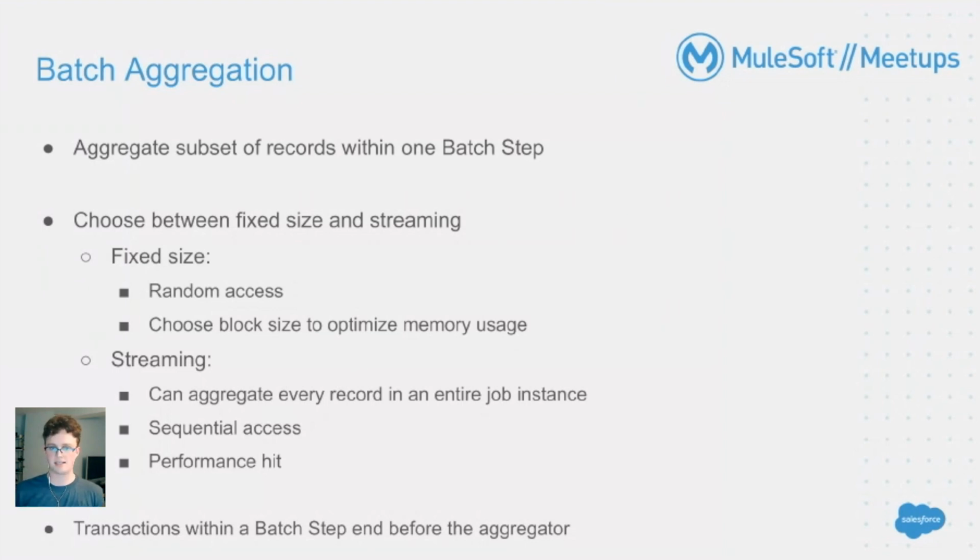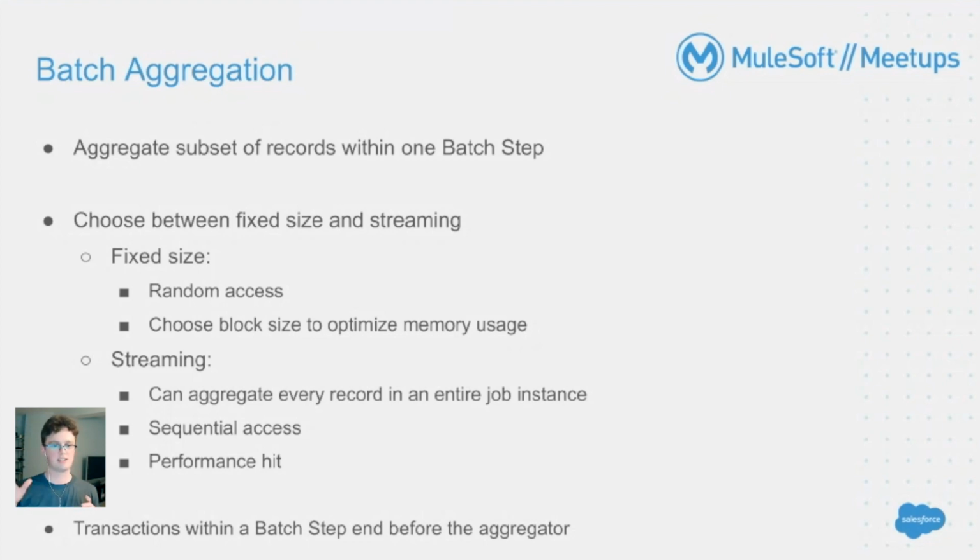And a fixed size is sort of the straightforward option. You choose a size called a block size that you want to aggregate at once. So you say, I want 100 records, and your aggregator, that batch step will run. Each record will process individually through that batch step.